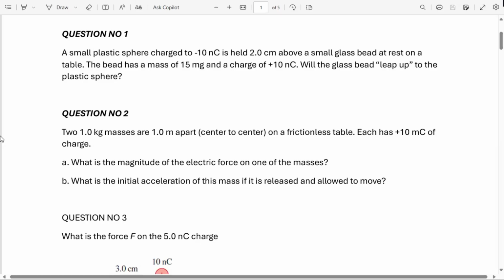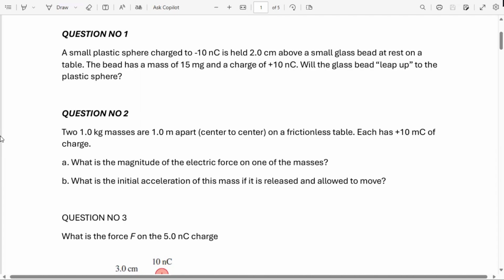Okay, so on electric forces, let's answer tutorial sheet 5, question 1, which says a small plastic sphere charged to -10 nanocoulombs is held 2.0 centimeters above a small glass bead at rest on a table. The bead has a mass of 15 milligrams and a charge of +10 nanocoulombs. Will the glass bead leap up to the plastic sphere?